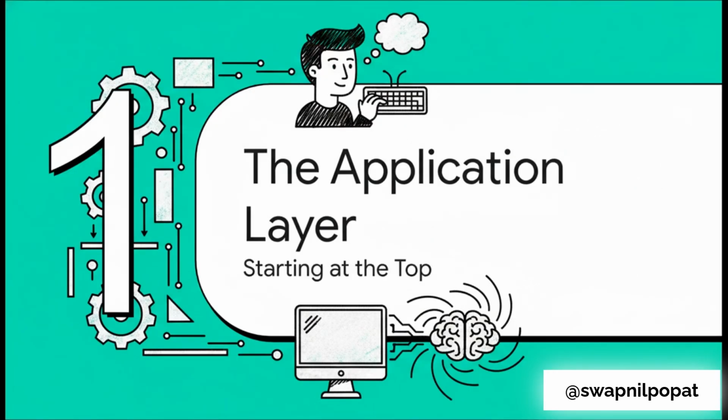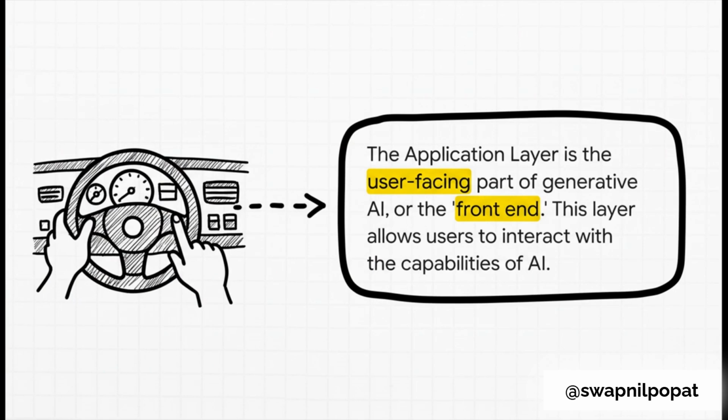All right, so let's start at the top with the application layer. This should feel pretty familiar because this is the part of the stack that we actually see and interact with directly. A great way to think about this is like the dashboard of a car, right? You don't need to know how the engine works to actually drive it. You just interact with the steering wheel, the pedals, and the screen. The application layer is exactly that. It's the user-friendly interface that lets you control and tap into the power of the entire AI system underneath.